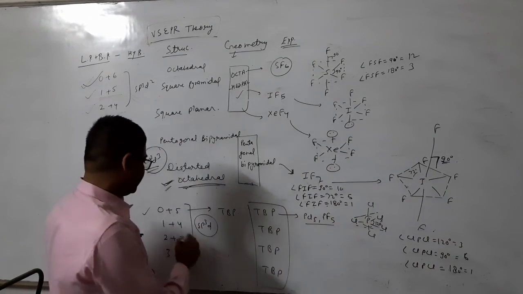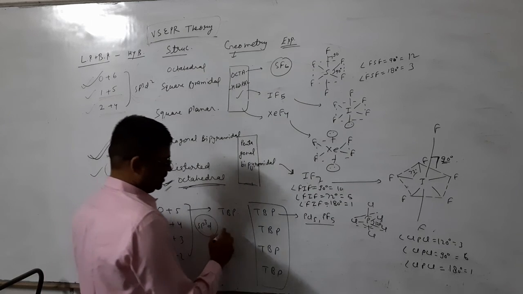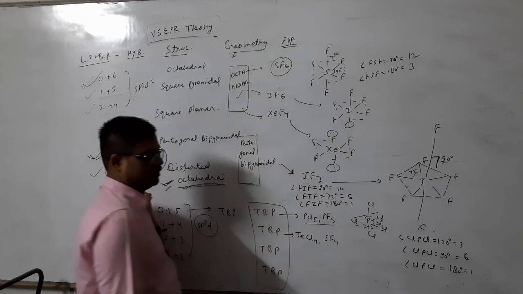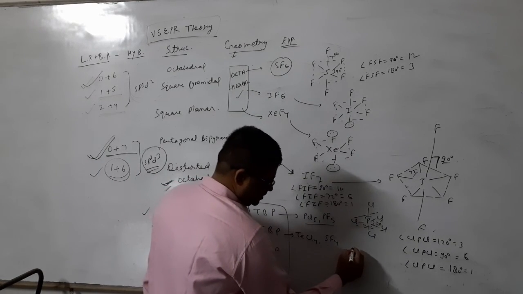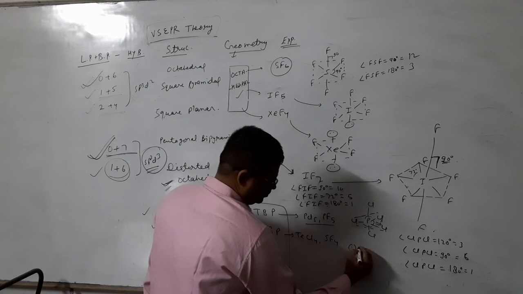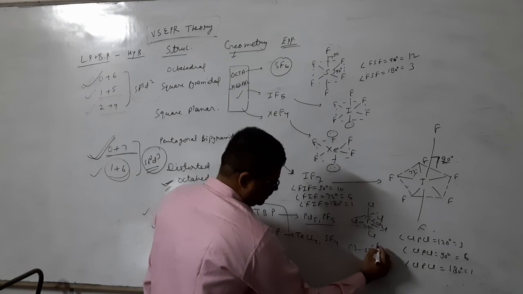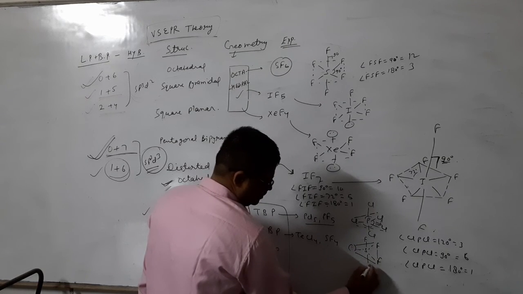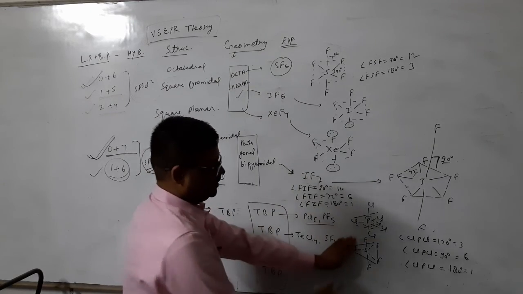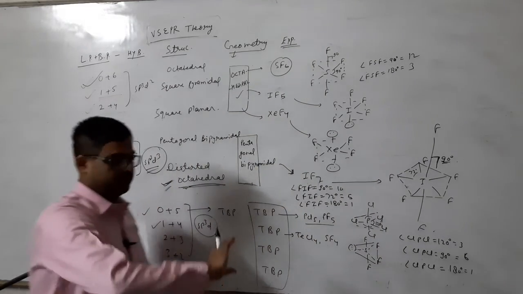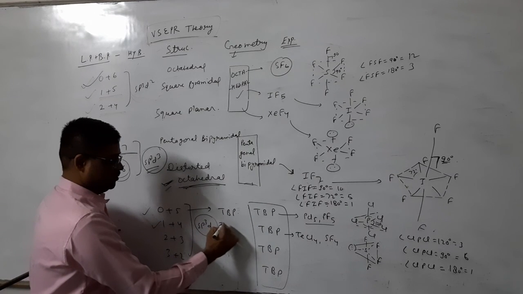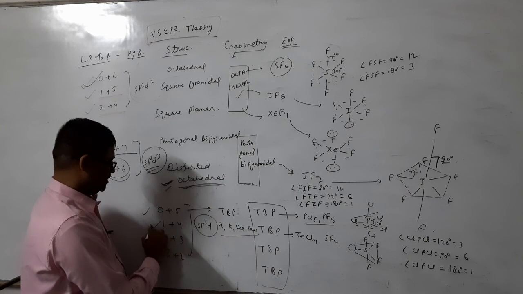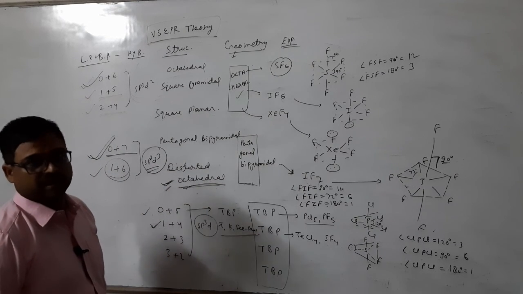Now I am taking the second case, the 1 plus 4 case. In this I can take the example of TeCl4 and SF4. Clear? And the structure can be like this. If I put my hand on this lone pair, then I can say this is K shape, or pi shape, or seesaw shape. So in this case, all 3 names are accepted.